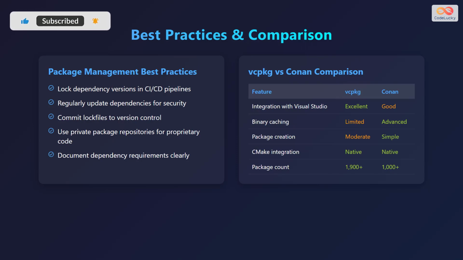Here is a comparison of vcpkg versus Conan. vcpkg offers excellent integration with Visual Studio, while Conan provides advanced binary caching. Conan offers simpler package creation, while both vcpkg and Conan offer native CMake integration. vcpkg has a larger package count.